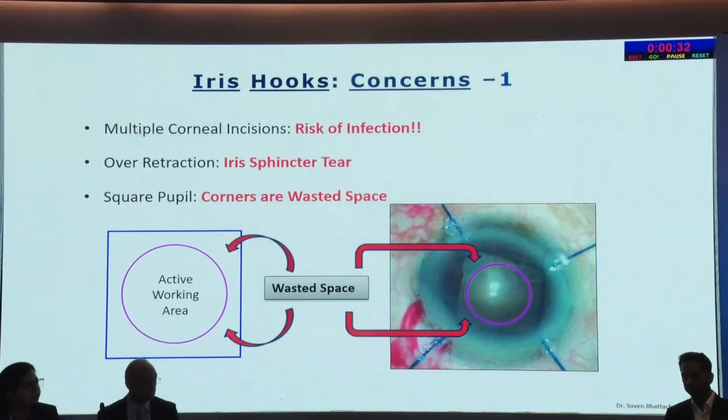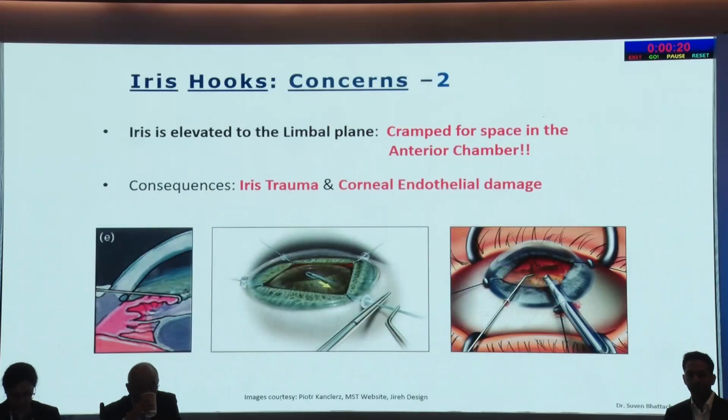The downside of the iris hooks, not that I'm discrediting them, I have used a lot of them. I've been involved in the development of them also. But then there's a lot of corner space which is underutilized or rather unutilized, and we don't need it. And that causes a little stretch over there. The whole iris is really elevated to the limbal plane, and it comes in the way of your phaco probe and instruments, especially in a shallow AC.